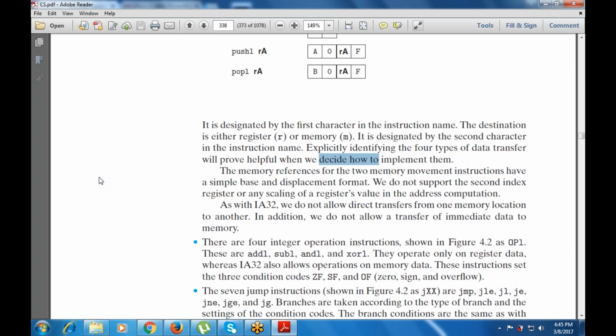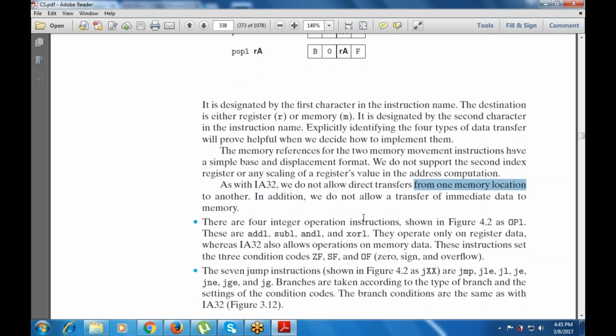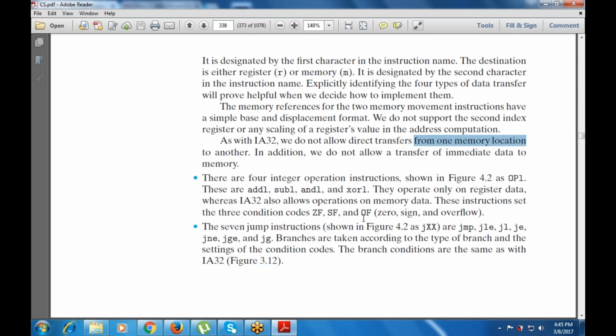That is used with the 2 memory reference movement instructions, that is a simple base displacement format, where we do not support the second index register or the scaling of the register used in the address computation. It also does not allow the direct transfer from memory to another memory. And there are 4 integer operation instructions that occur: one is addl, that is addition, subtraction, and XOR.